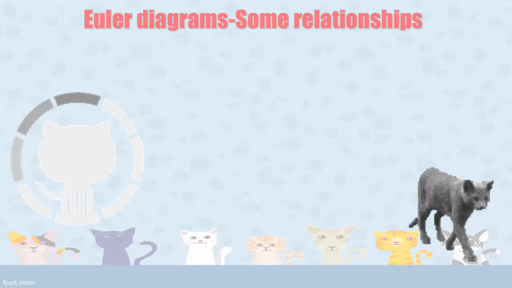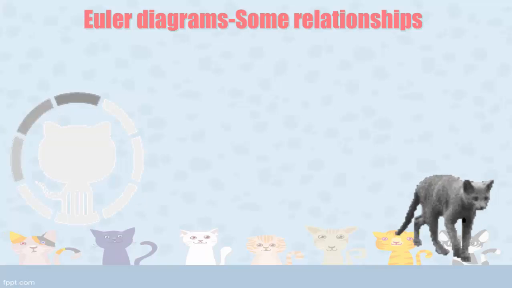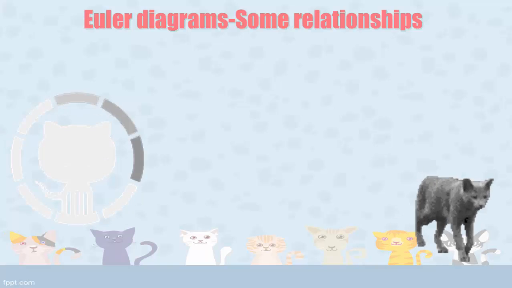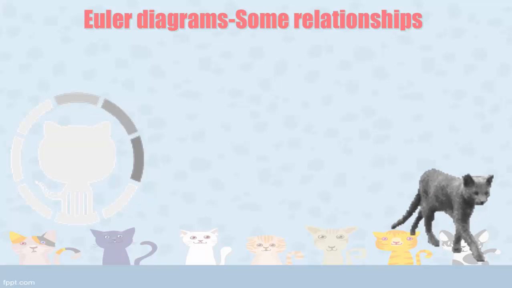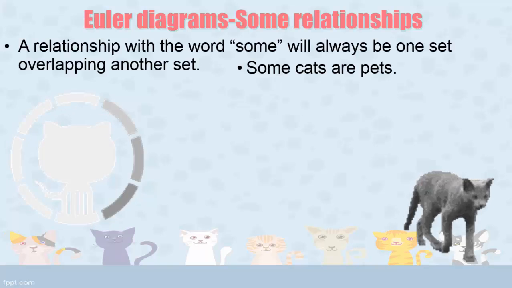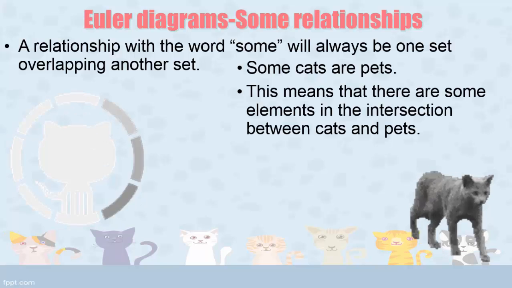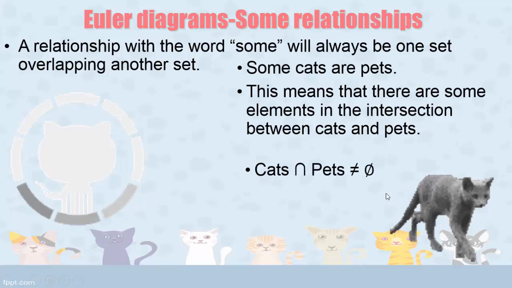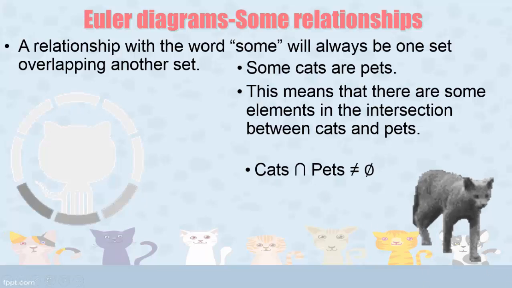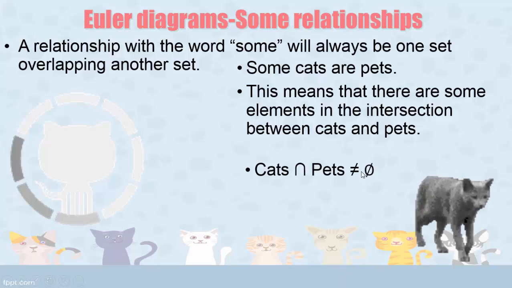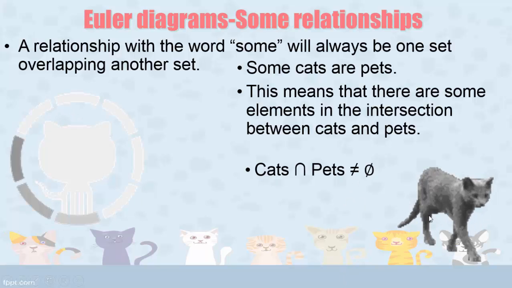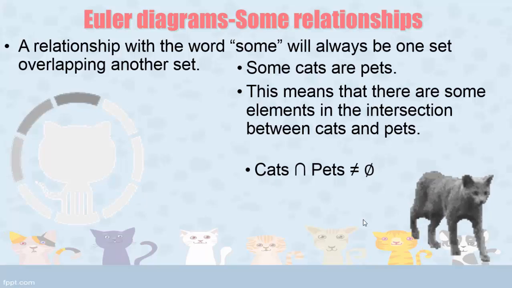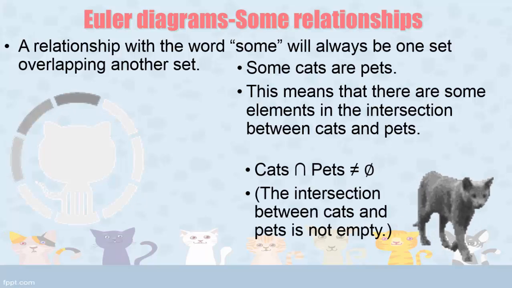As mentioned, Euler diagrams can be used to describe relationships about some. A relationship with the word some will always be one set overlapping another set. So here, for example, we can look at some cats are pets. What this means is that there are some elements in the intersection between cats and pets. So the intersection of cats and pets is not equal to 0, or the null set, because yes, indeed, some cats are pets, but other cats are not pets, like lions. But then there are pets that are not cats, like, for example, dogs.